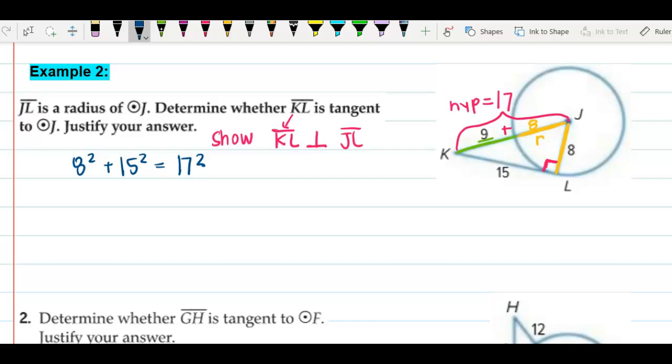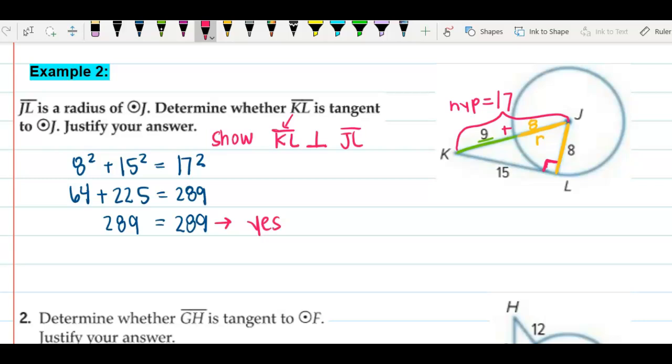8 squared is 64. 15 squared is 225. We're going to see if that equals 17 squared, which is 289. 64 plus 225 is 289. So a squared plus b squared equals c squared, which means I have a right triangle, and therefore this is a tangent. So yes, KL is tangent to our circle.